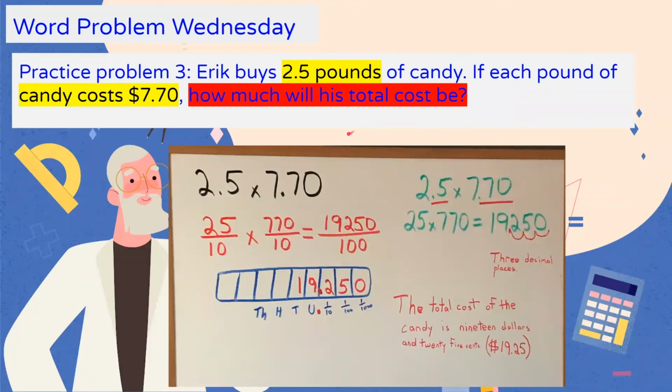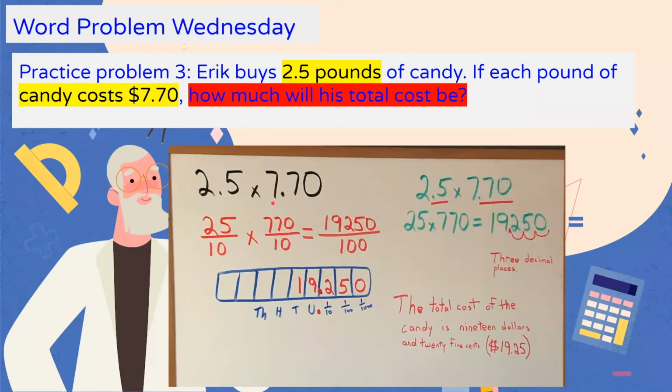Okay, problem 3. Erik buys 2.5 pounds of candy. And if each pound of candy costs $7.70, how much will his total cost be? Well, this time a tape diagram I wasn't too comfortable with. Plus, we know a few other methods that we can use. We know that he bought 2.5 pounds and that there was going to be $7.70 per pound.